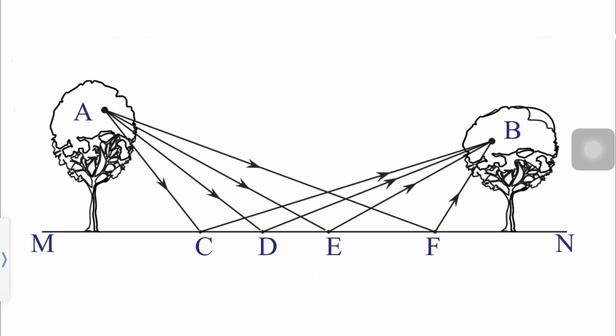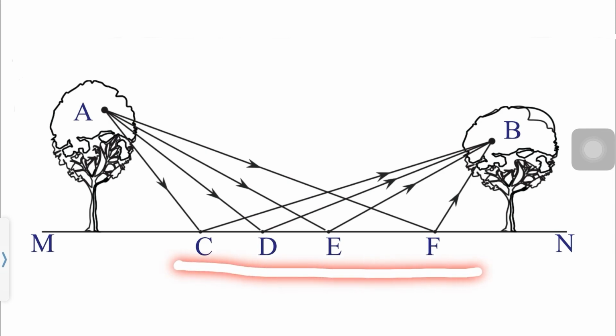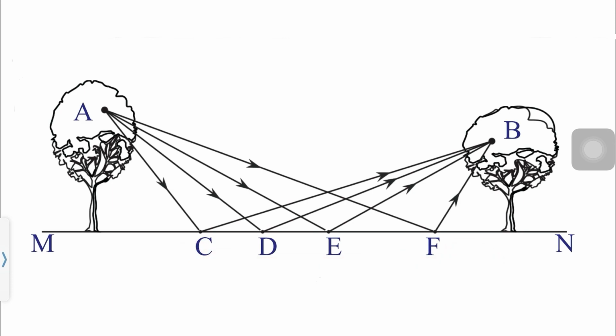If we observe the figure, we have two trees on the line MN. A crow is seated at point A and there are some grains on the line MN, meaning they are on the ground. The crow has to start from point A and go to point B by taking a grain from the land at C, D, E, F points and so on.